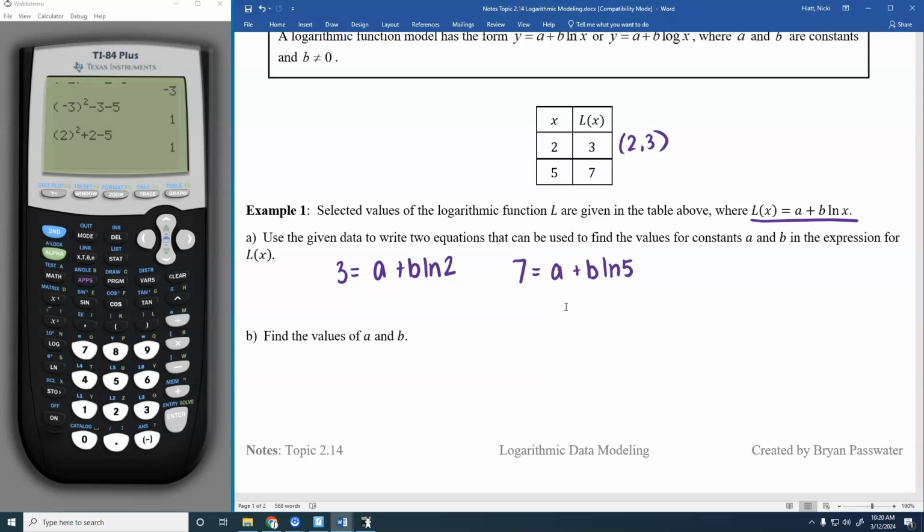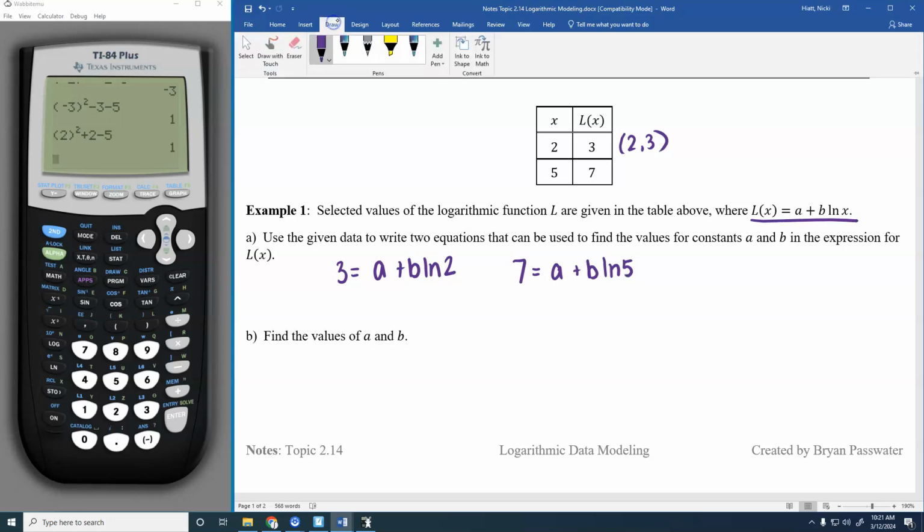Okay, so these are a little bit harder to find a and b in this situation because both equations have an a and a b, and natural log of 2 and natural log of 5 are numbers. They don't go away. So what we're going to have to do here is use something we've used a couple times before, which is substitution. So if we solve one of these equations for a and then plug that into the other equation, then we can find those values. We can pick either one of these equations. It really does not matter which one.